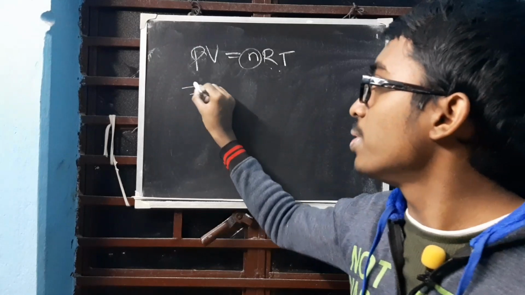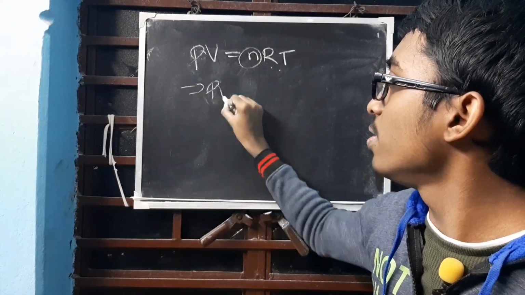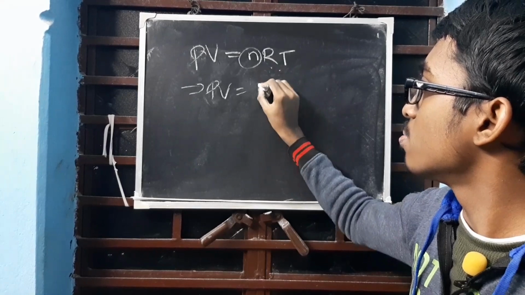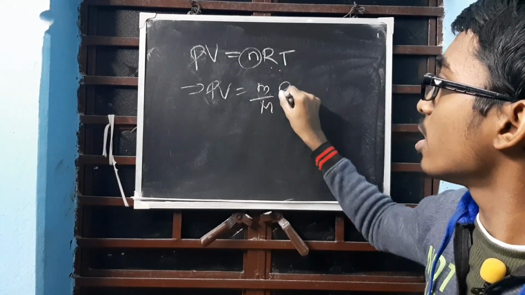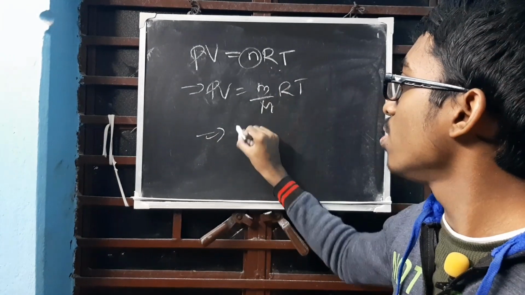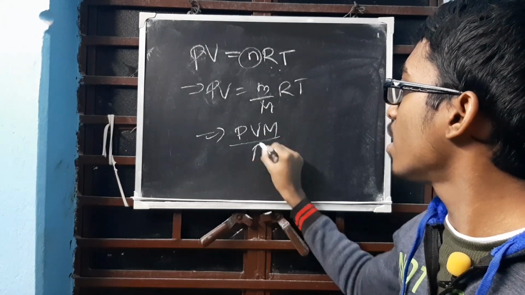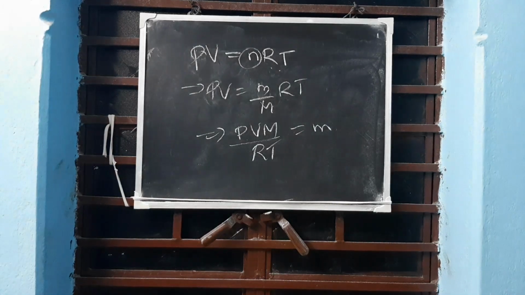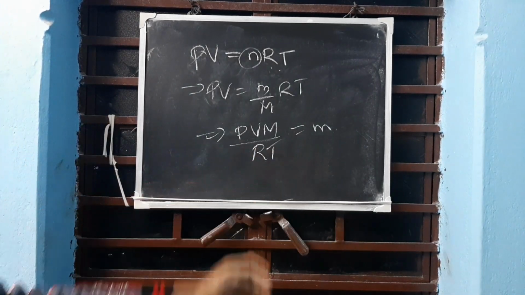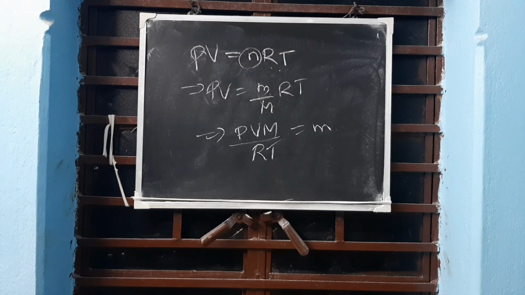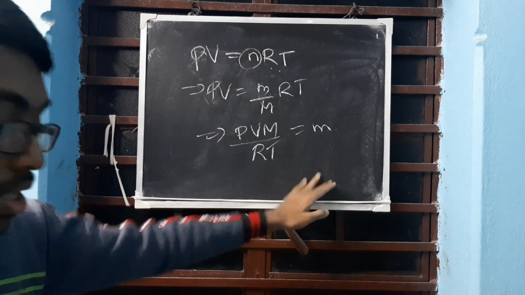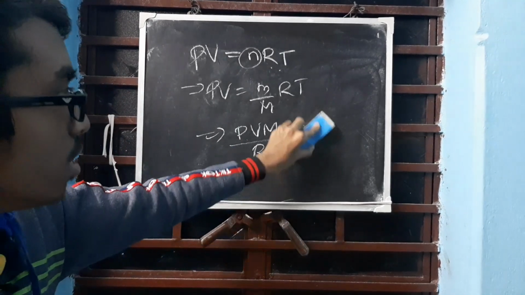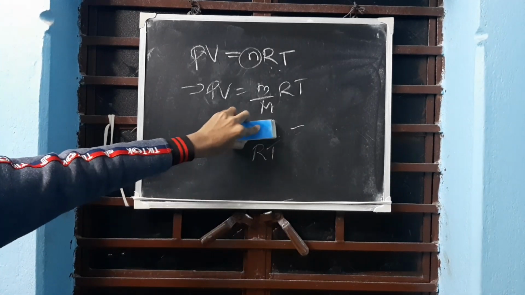Can you recall? PV equal to, this is what? Given mass divided by molecular mass, right? RT. Can I write like this? How will you find this? PVM divided by RT will give you this mass. This is what we want. Clear? So with the help of the ideal gas equation also you can find out this mass. This is the given mass. That is molecular mass. Then how will you find out? We have to find molecular mass only. Anyways, so what will you do?